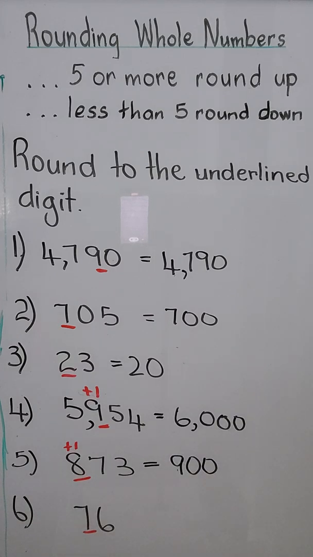Our final example, 76, round to the nearest 10. The number following the rounding digit is 6, that is 5 or more, so we're going to add 1 plus 1, and that is equal to 80.